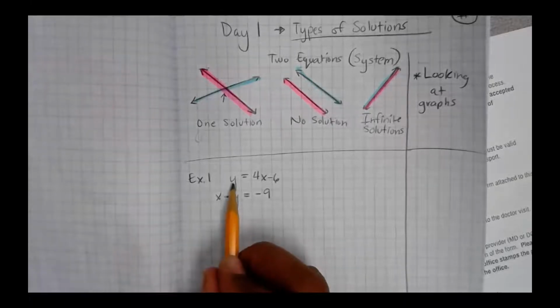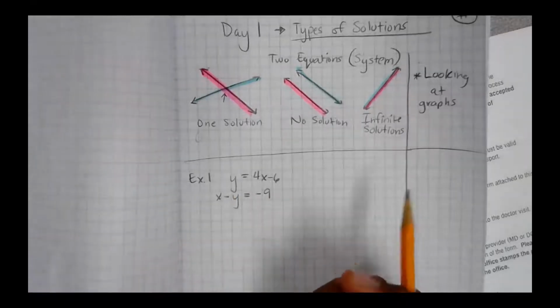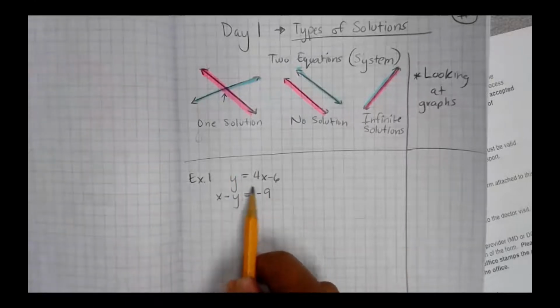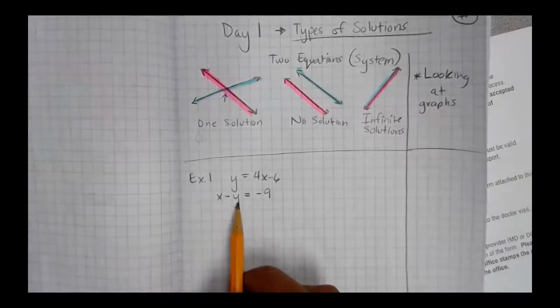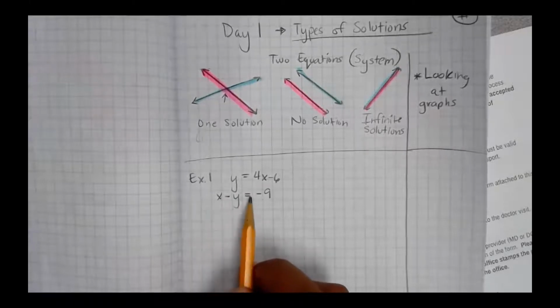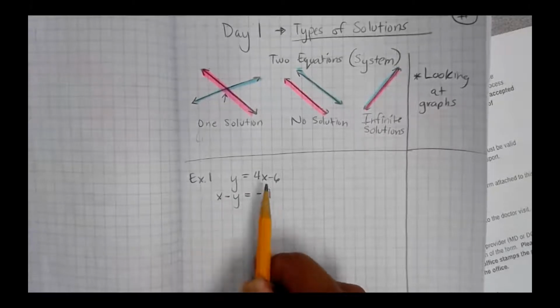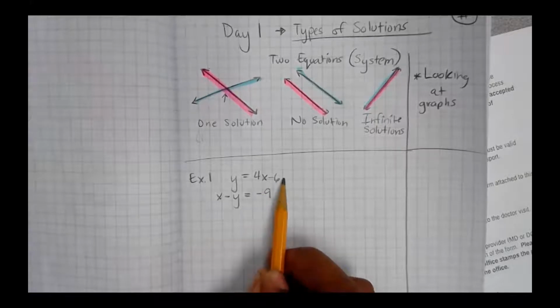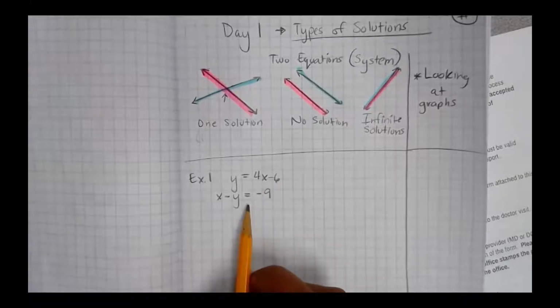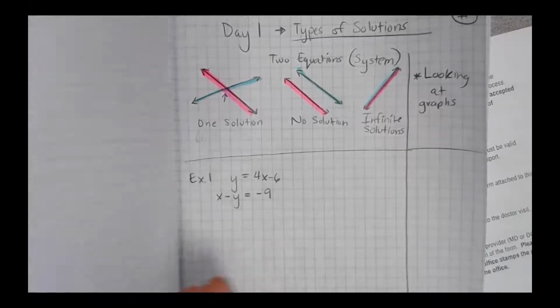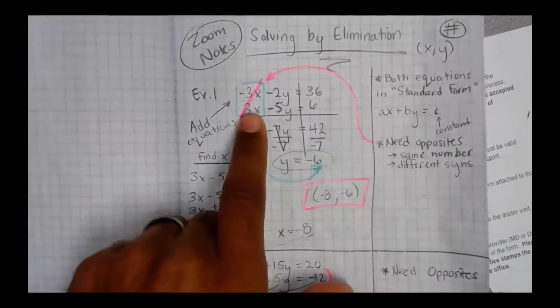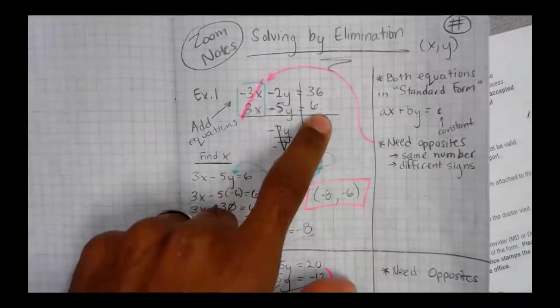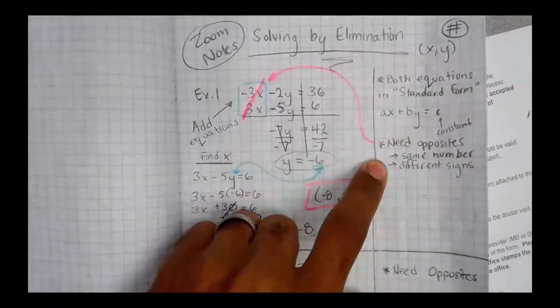Okay, so if you guys remember from the notes before, we have one equation that's in y equals mx plus b, or y equals, and the other equation has x, y equals a number. So you have one that's in slope-intercept form, and then one that's in standard form. Okay, if we go back to our notes here, remember when we had it like this for elimination, x, y, and then a number, that was standard form.